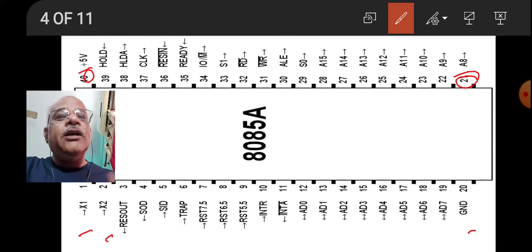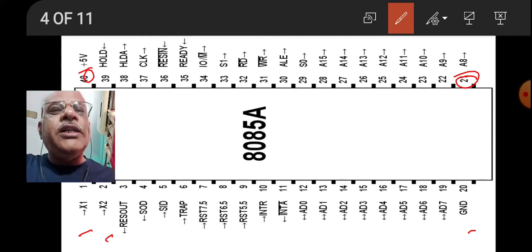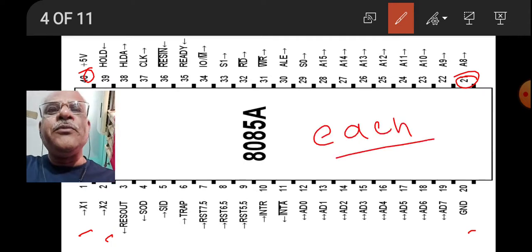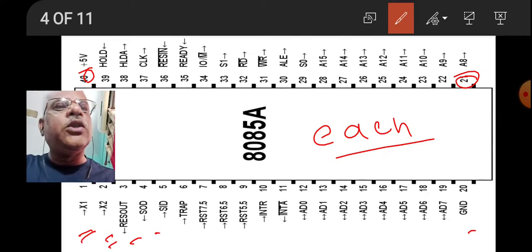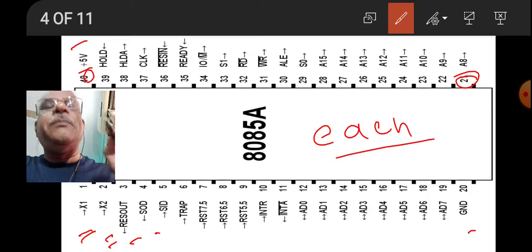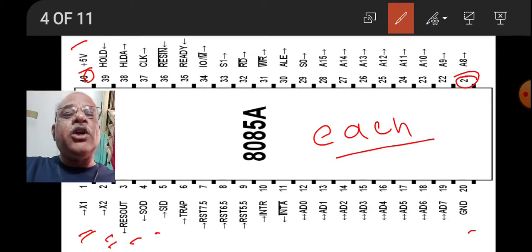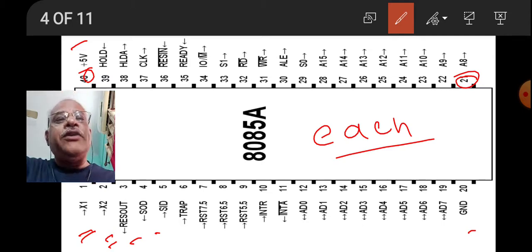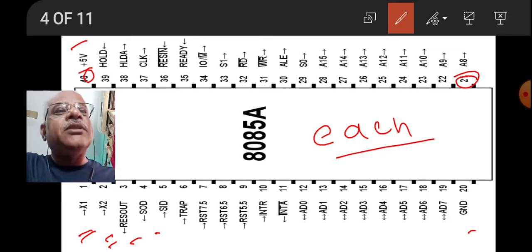We want to understand the function of each pin in detail. What is the function of the first pin, the second pin, third, fourth, and so on up to the 40th pin? We want to understand, because unless we have understood the function of each pin of that IC, you cannot interact with the IC, you cannot program the IC, you cannot understand the working of the IC. All these things come under the hardware of the IC.